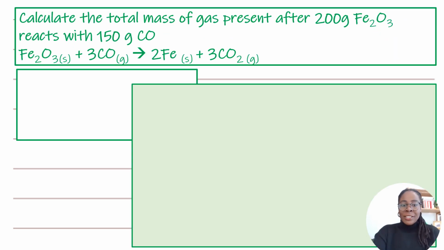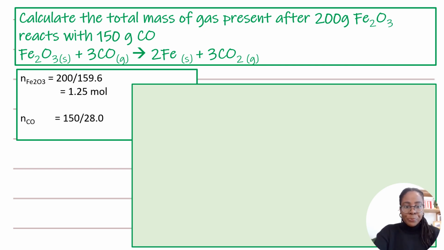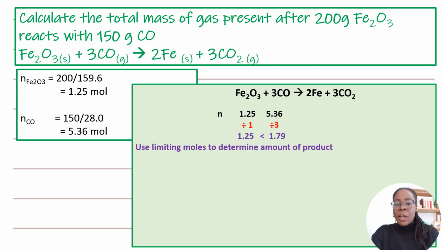Now for our final question, calculate the total mass of gas present after 200 grams of iron 3 oxide reacts with 150 grams of CO. So as usual, we'll start by calculating the moles of each as mass over Mr. And then we'll divide each number of moles by the coefficients in the balanced symbol equation. So for the iron 3 oxide, divide that number of moles by 1. And for the carbon monoxide, divide that number of moles by 3. That shows us that the iron 3 oxide is the limiting reagent.